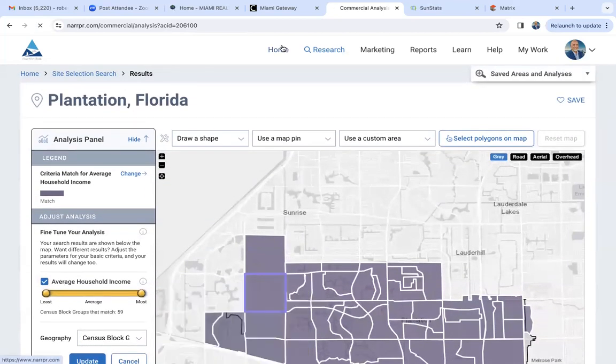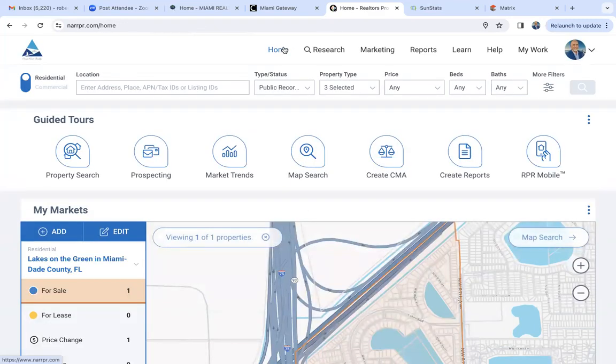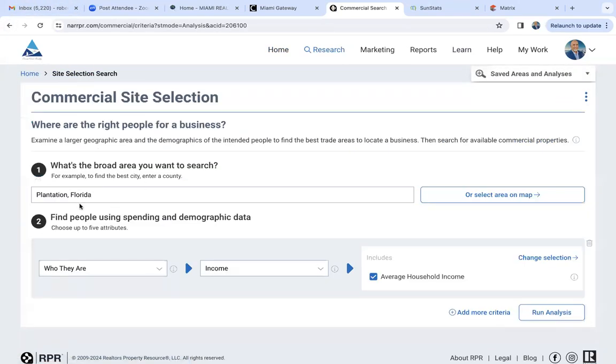All right, I'm going to show you one more thing, guys. This is really, really cool. We're going to go ahead and click on home. By the way, that commercial site selection, what we've been doing, there's a lot that you can do.